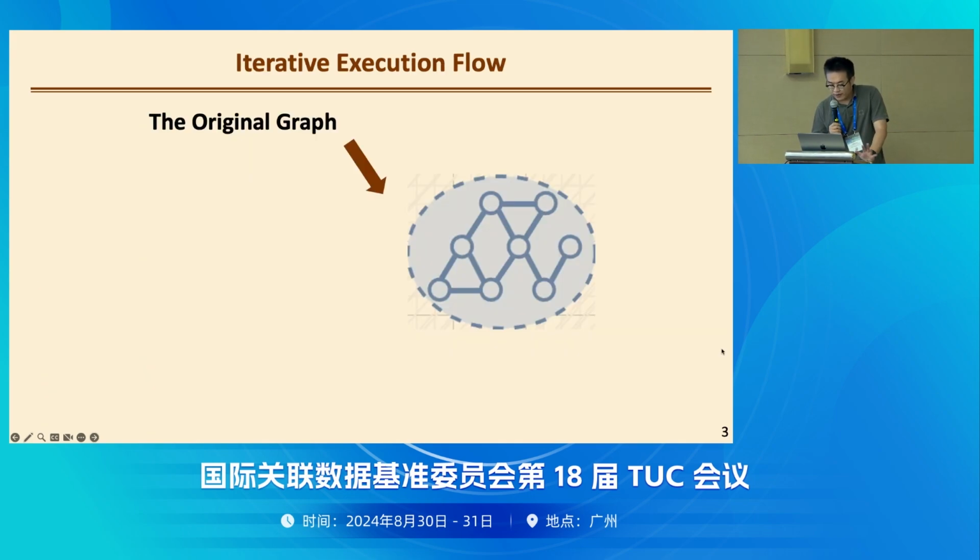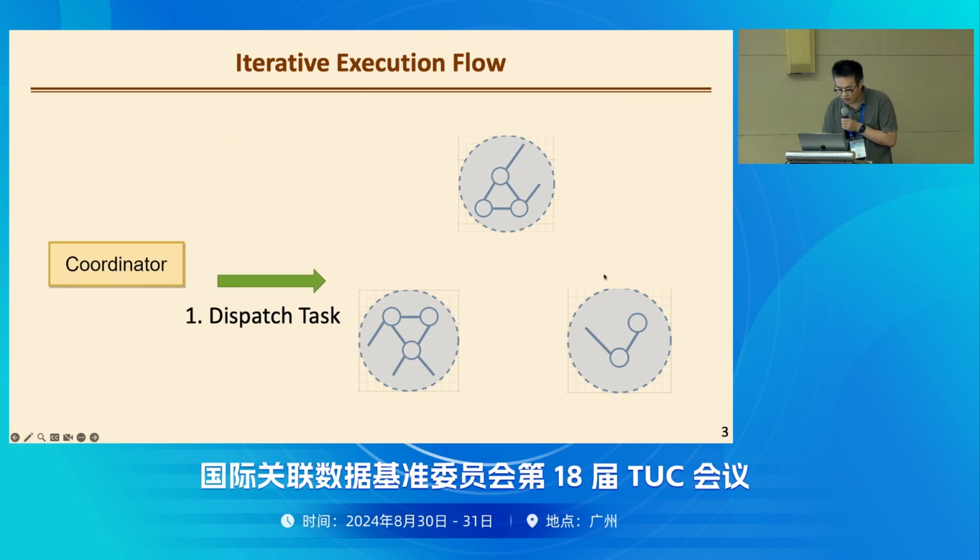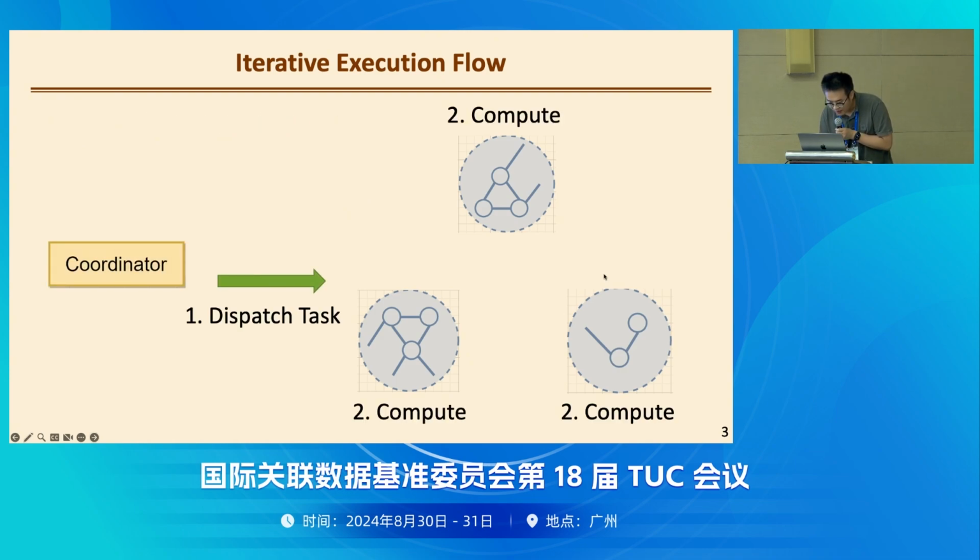Graph processing generally follows an iterative execution flow, which can be visualized through a simple diagram. Firstly, during the pre-processing phase, the original graph is partitioned into multiple subgraphs with a focus on maintaining load balance and minimizing the communication overhead. This phase involves creating and distributing the CSR index and other auxiliary structures, incurring significant computational cost.